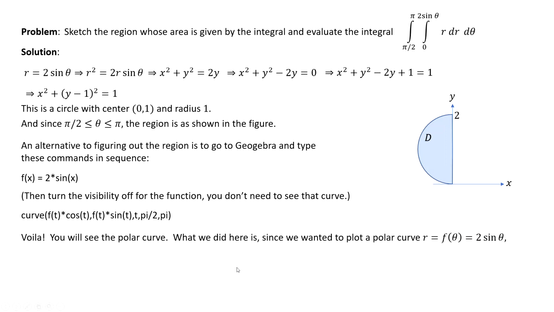And what we did here is, since we wanted to plot a polar curve, 2 sine theta, we took the Cartesian form x equals r cosine theta, where r is replaced by f of theta, and y equals r sine theta, where r is replaced by f of theta. And when you do that, you will actually see this polar curve. Cool? It'll show you this. And so, folks, that amount of work had to go into this. So these could be just a tad tedious. But I hope things were clear.